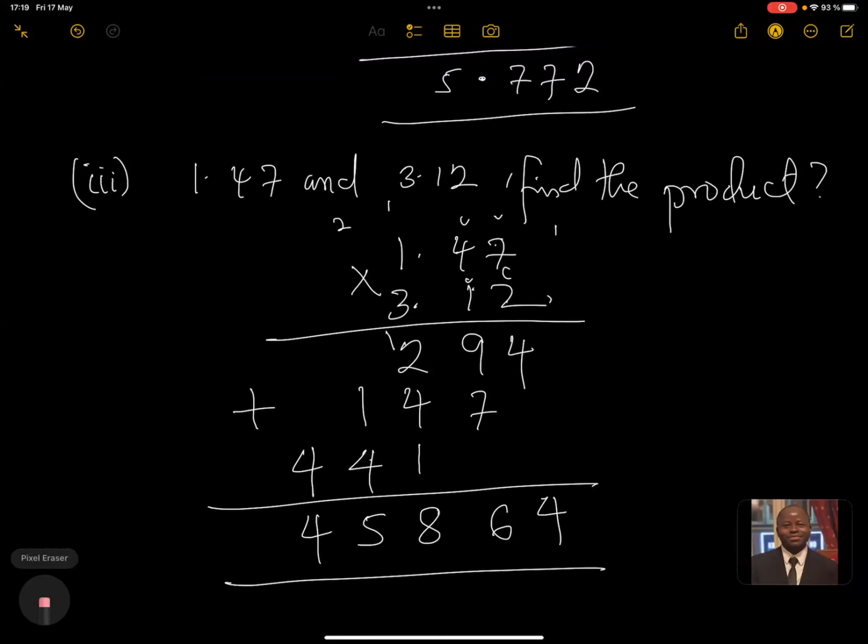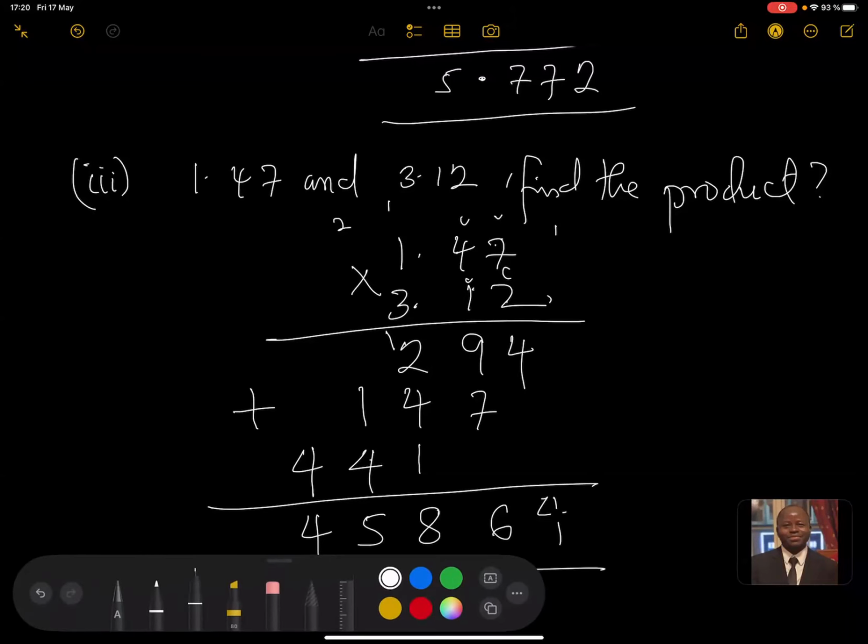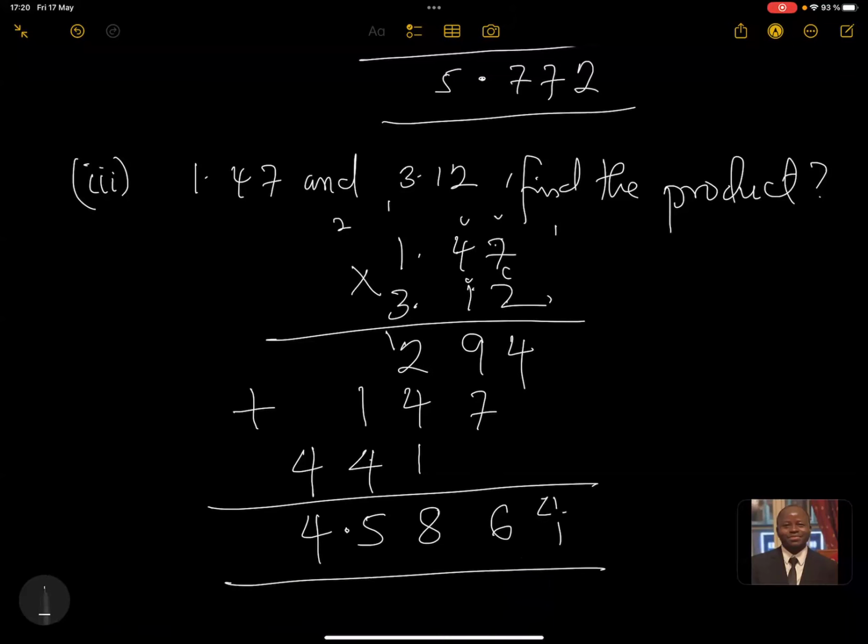So the location to put our point will now be, we start counting 1, 2, 3, and then 4. So this is where you have your point here. So you have your point after 4, by counting 1, 2, 3, 4, always from the right. So this is how to do simple multiplication in decimals.